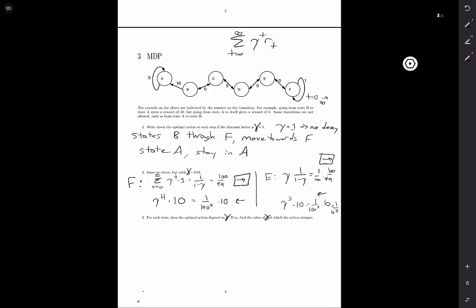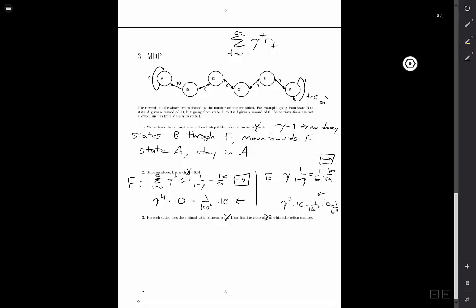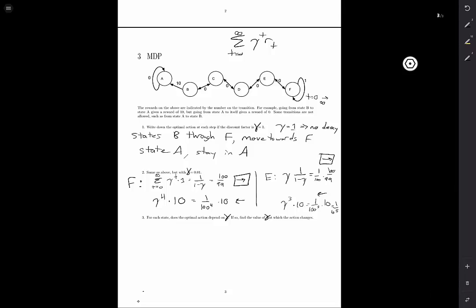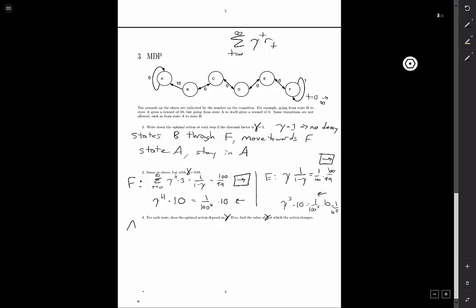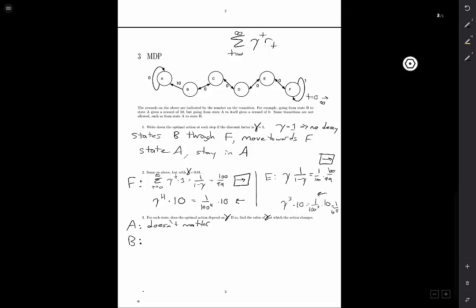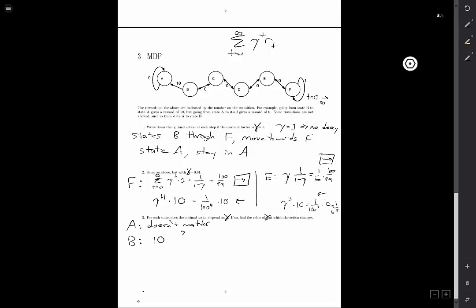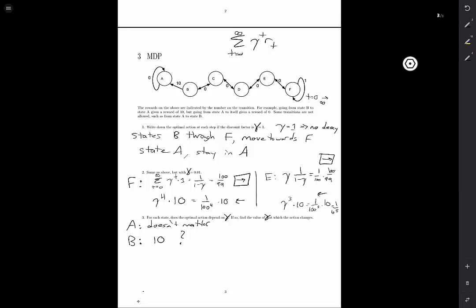So now let's look at number 3, which says for each state, does the optimal action depend on gamma? If so, find the value of gamma at which the action changes. So we can tell immediately that for A, it doesn't matter, because there's only one action. But now, let's look at B, and let's look at the calculation that we did in 2. So we had a choice. We could either get the reward of 10, or we would go to the right and try to get the reward from staying in F.